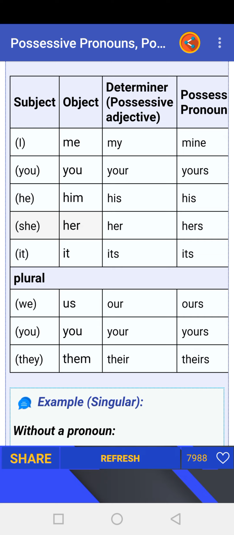Now the object pronouns. Me, you, him, her, it. And for the plural, us, you, them.